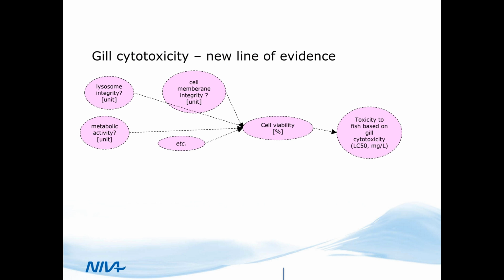So the gill cytotoxicity assay, this new line of evidence, this will be its own line of evidence. And there are 3 endpoints which look at cell membrane integrity, lysosome integrity, and metabolic activity. And this gives us some information about the cell viability after exposure to these compounds. And then we can make some assumptions towards the toxicity to the fish based on the cytotoxicity assay.